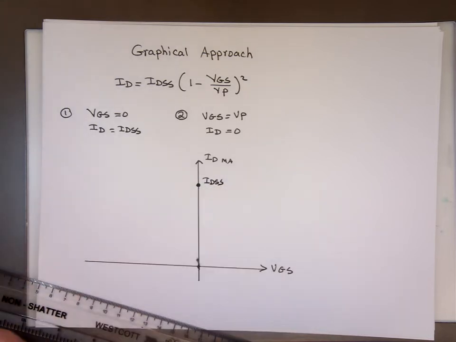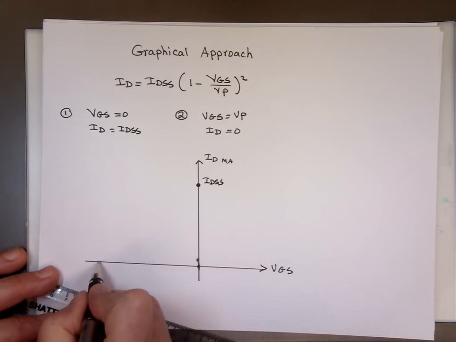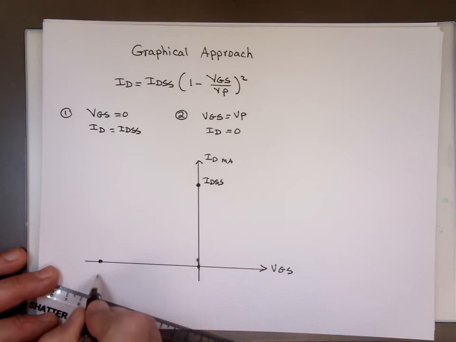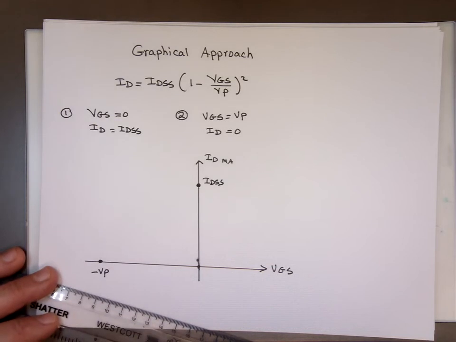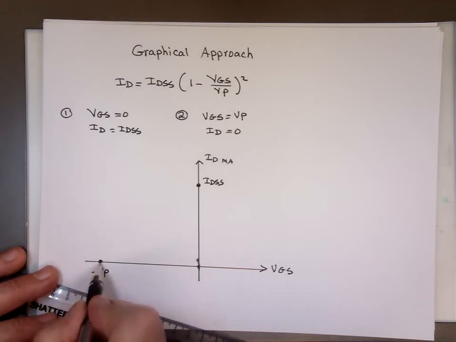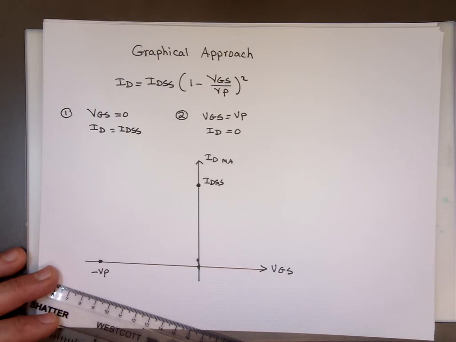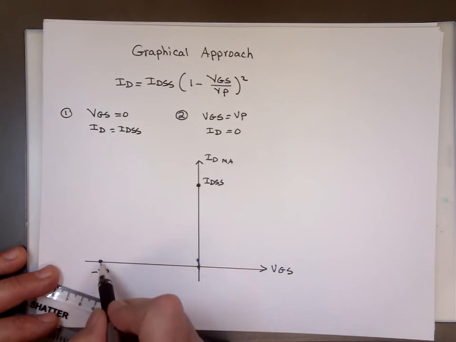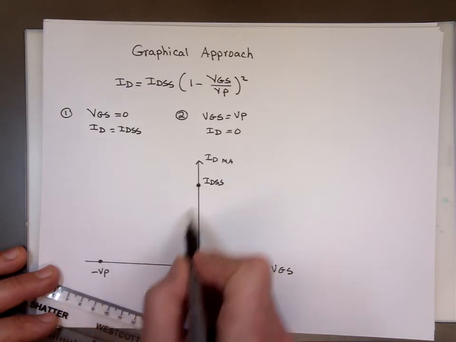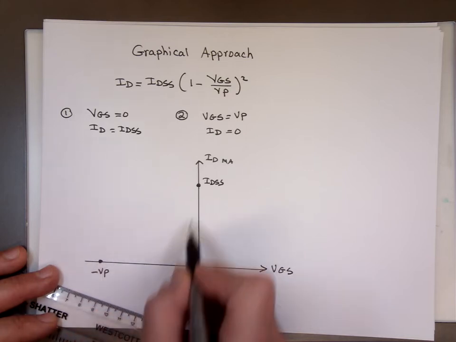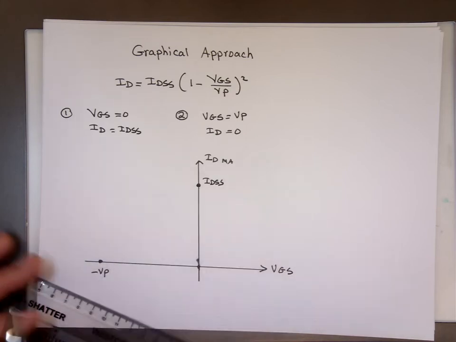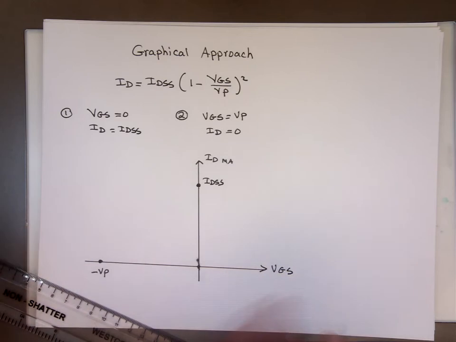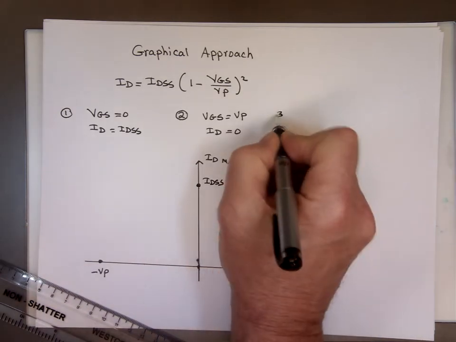And when VGS equals VP, it's going to be a negative, because it's a negative number, really. The current is going to be 0. The question is, how quickly is it going to rise like this? Is it really steep or is it slow? That's a hard one to figure out. So to figure that, we need one more point. Now make the math easy for us.